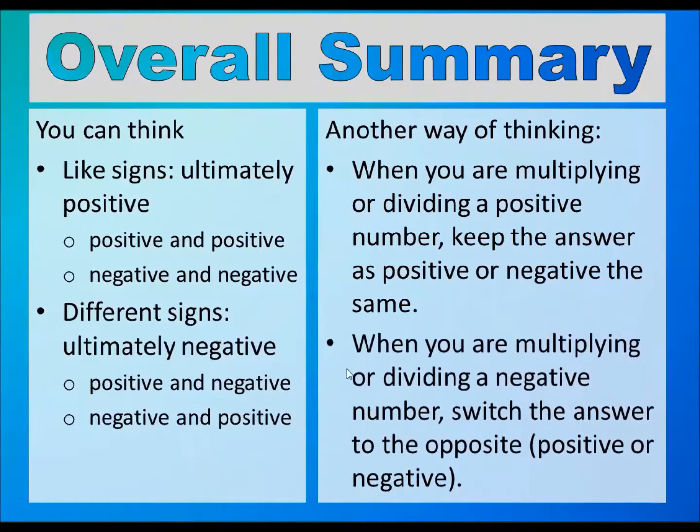When you are multiplying or dividing a negative number, switch the answer to the opposite of what you originally had, a positive or negative. For example, if I had positive negative, the negative would switch the positive over to the opposite, which is negative, and the answer would be negative. If I had negative negative, the latter negative would switch the original negative to the opposite, and the answer would be positive. Later, there'll be more examples that will better explain these ways of thinking.